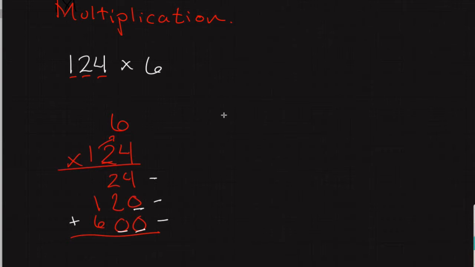All right, so let's rewrite it as 124 times 6. And let's see the difference. We have 6 times 4 is 24. In this case, we have to carry the 2. And then we're going to multiply the 6 times the 2. That's 12. Plus this 2 is 14. Carry the 1. And now we're going to multiply 6 times 100.